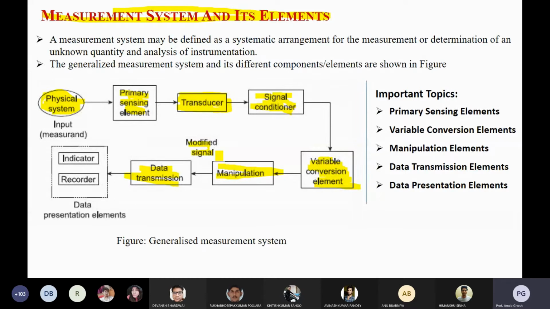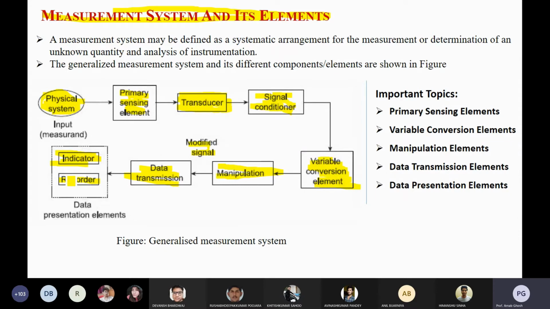Important terminologies are indicator and recorder. An indicator only has the capability of deflecting the pointer, indicating the values. What is a recorder? A recorder is an indicator that also has data storing capability, so it keeps a record of what happened. After indicating, it records the value. That's why it is called the recorder.